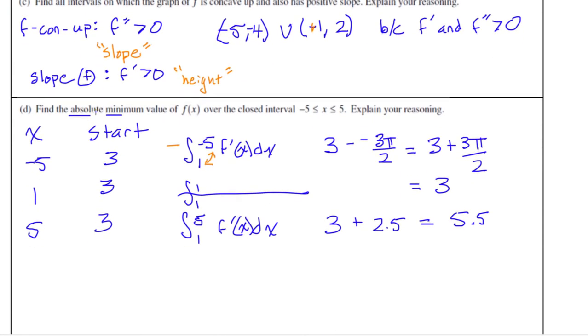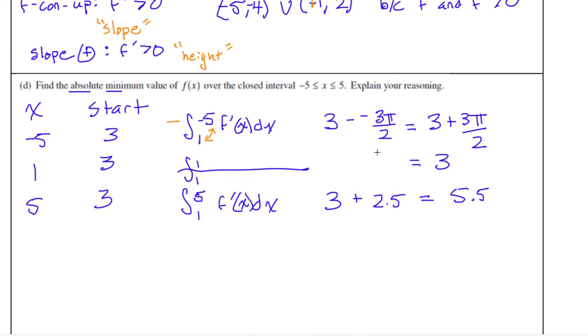And we have all these values, and we're trying to find the minimum. So obviously 3 is smaller than 3 plus 3 pi over 2, and obviously 3 is smaller than 5.5. So the answer is 3. So we say absolute min is 3 at x equals 1. And we have negative 1 minute left.